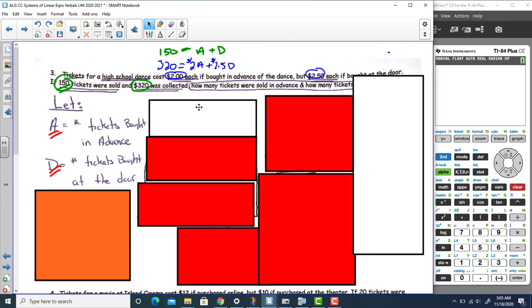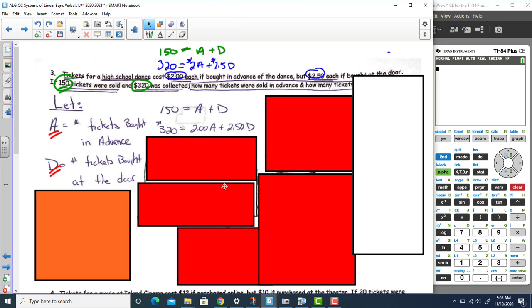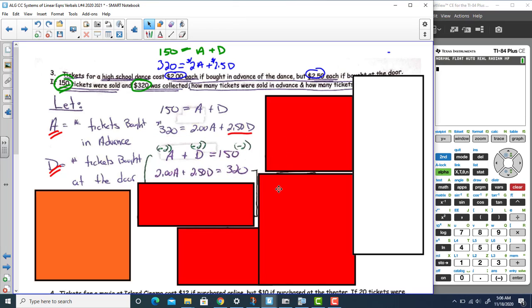Here's what I've got. So I recognize that the system would be written as such, and I knew that I was going to have to modify one of those equations appropriately to cancel either A or D. If I were going to cancel D, I would need the opposite of $2.50. I would need negative $2.50. If I'm going to cancel A, I need the opposite of positive $2 per A ticket, negative $2. And that seems easier to me. So my preference would be to multiply the entire first equation by negative 2, which would look like this.